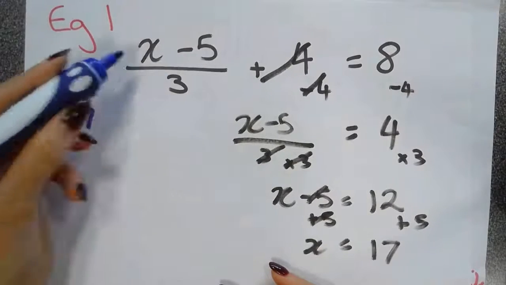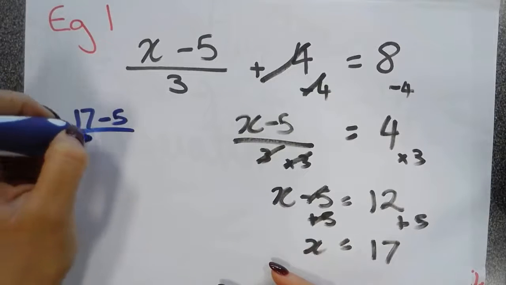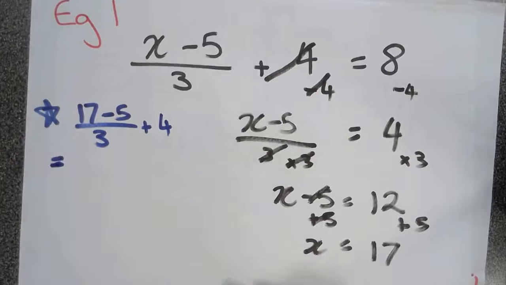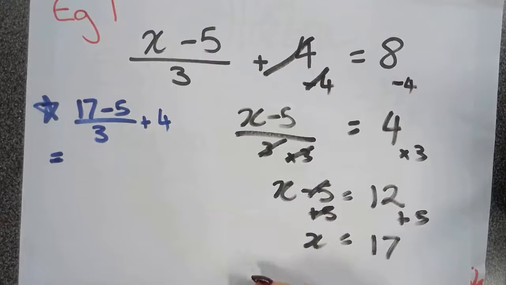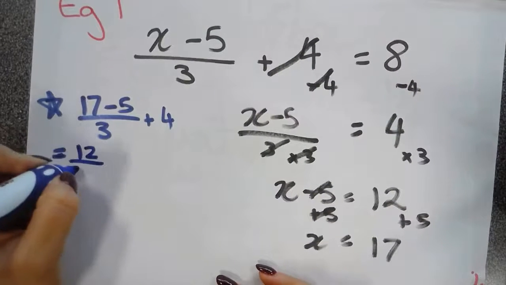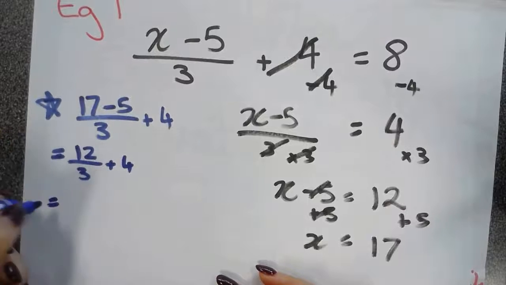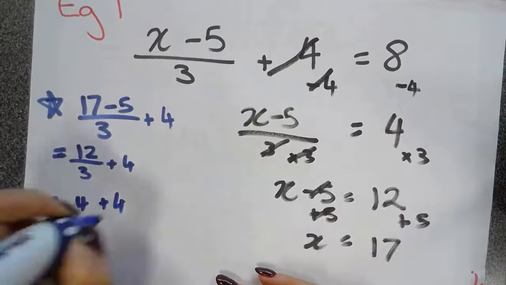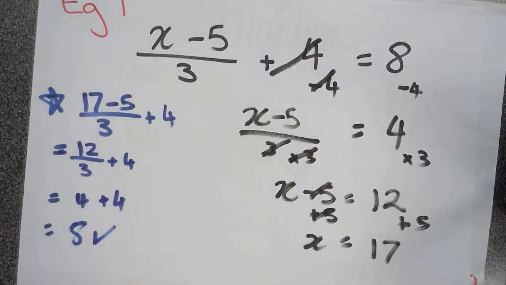So that 17 goes where x is, and everything else on that side stays the same, and we can work downwards with our equal signs on the left. So 17 subtract 5 is 12, divided by 3, plus 4. 12 divided by 3 is 4, plus 4. 4 plus 4 is 8, and we are correct.